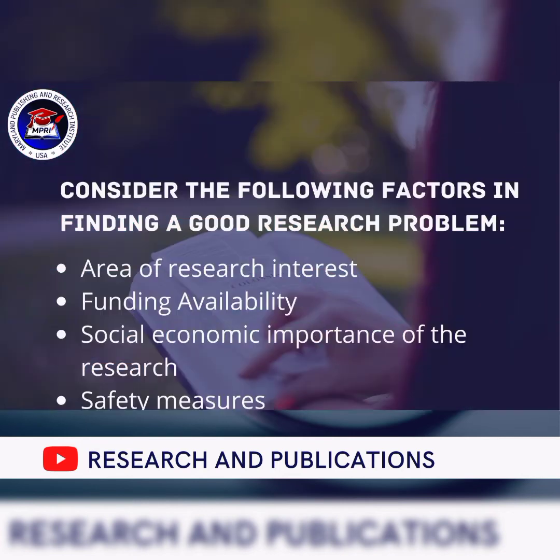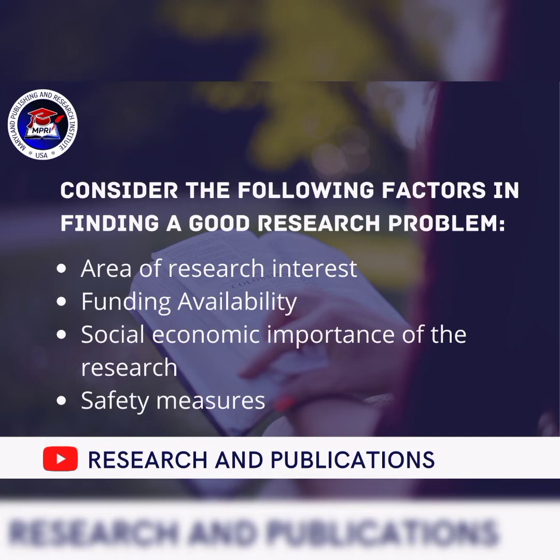In finding a good research problem, factors such as the area of research interest, funding availability, and socio-economic importance of the research, coupled with the safety measures put in place for a successful research, are all essential areas that need to be put into consideration.